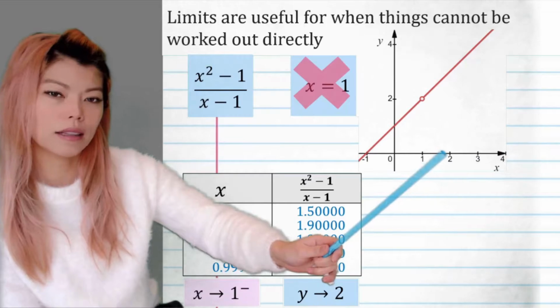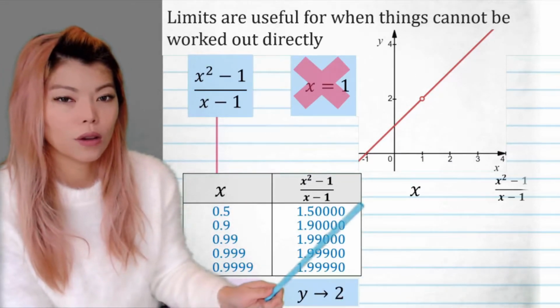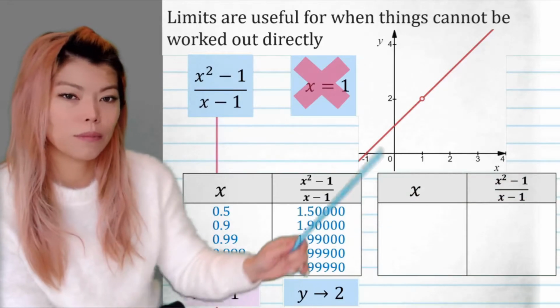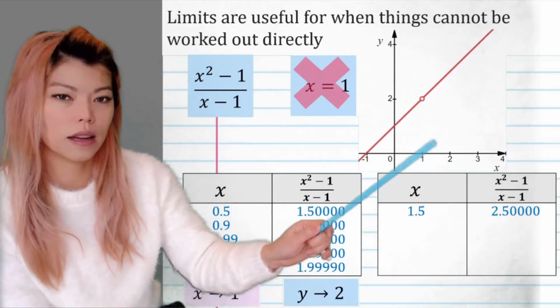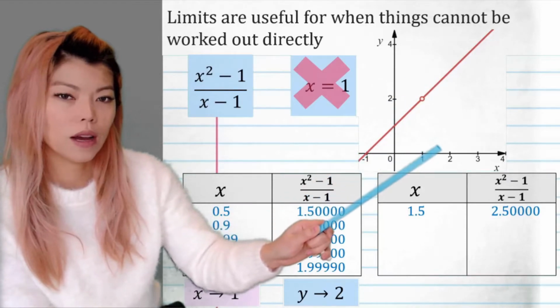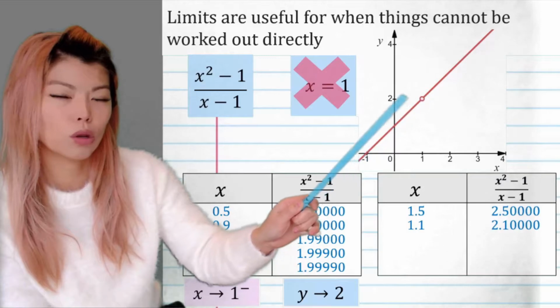So how would we evaluate or figure out what y is as x is approaching 1 from the right side? What would that look like? So from the right side, we would pick numbers on the right side. So for example, 1.5, and we can see that the y value is 2.5. We get closer, so 1.1, we can see that the y value is 2.1.